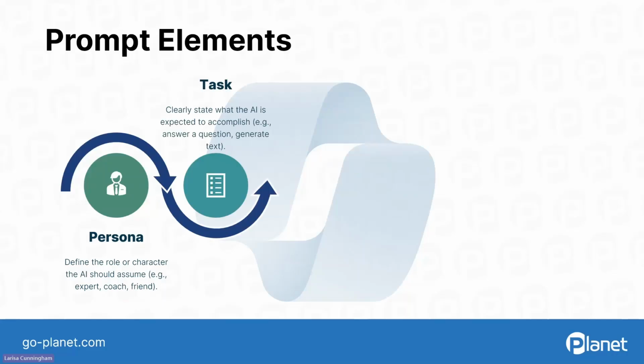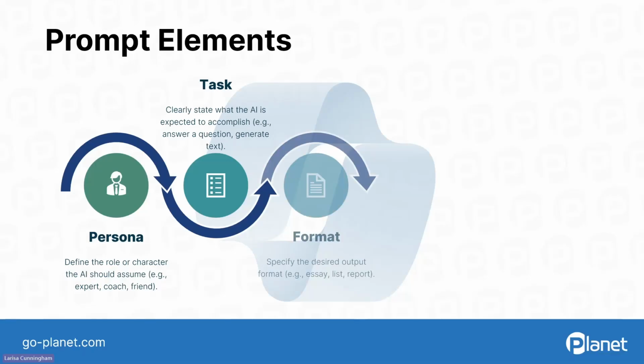The next element to include is a task. This, in my opinion, is the most important because if you don't tell it what you're expecting it to accomplish, you're probably not going to get exactly what you want. Are we summarizing something, or are we answering a question and learning more about a topic? Are we generating an email or a report? Those are all very different final results, so we need to be very clear about our expectation.